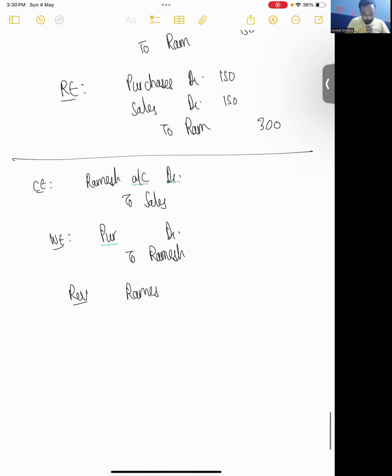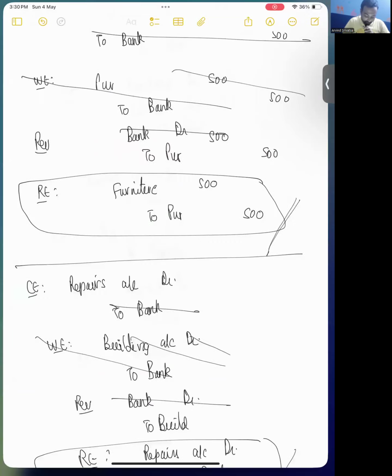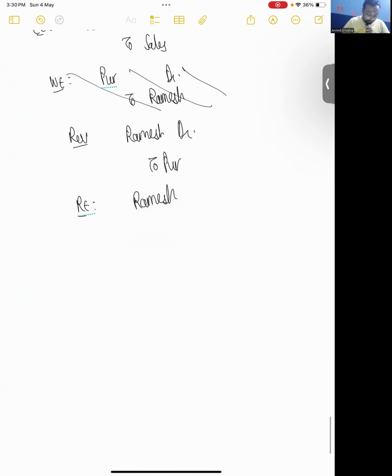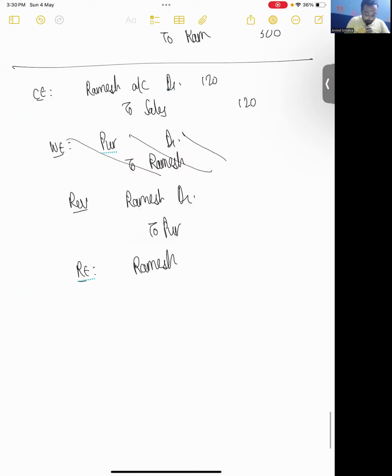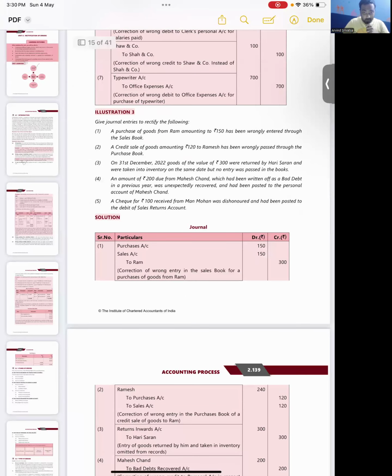Ramesh debit to purchases. So we have basically erased this now. We have thrown this away. Ignore this. So rectification entry: Ramesh debit. So what's the amount? Sorry guys, I'll just take a quick look at the amounts. 120. Okay. So 120 is the amount. Ramesh debit 120 plus 120, 240, to purchases 120, to sales 120. Okay, so let's see what they've got. Yes, perfectly right. What you've done is perfectly right.